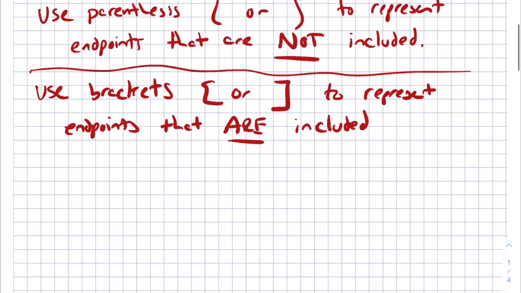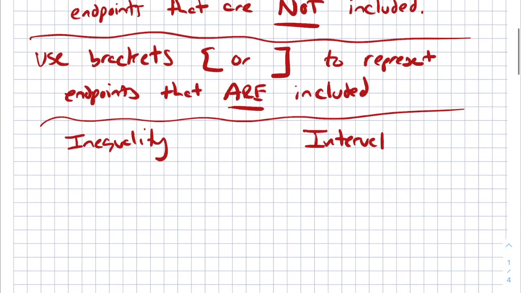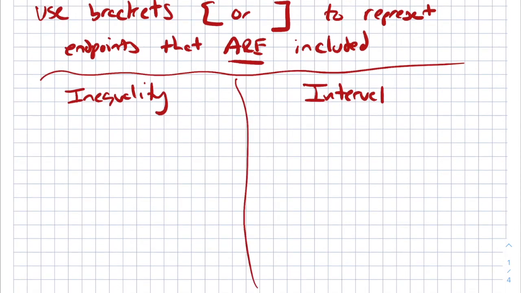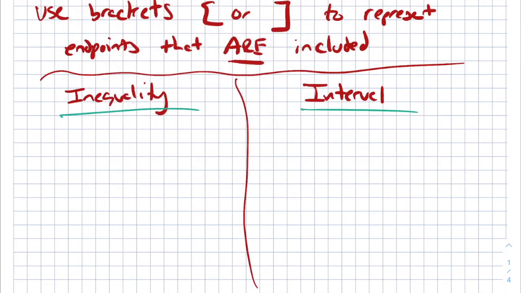Let's take a look at this. I'm going to compare two different ways of looking at this. One is the inequality notation, and we'll compare that to interval notation, which means the exact same thing, just in a different way. So here are some examples. If we were to say x is greater than 5.